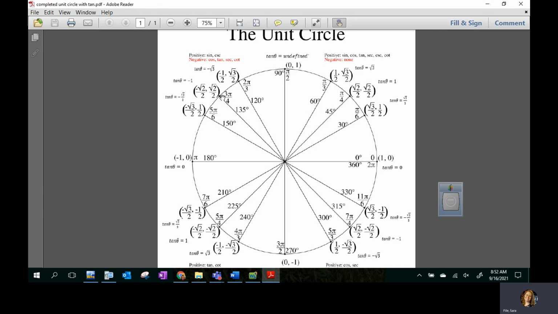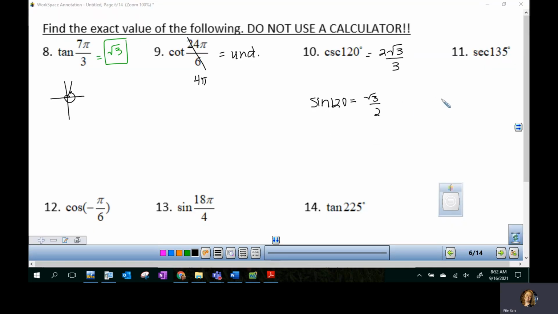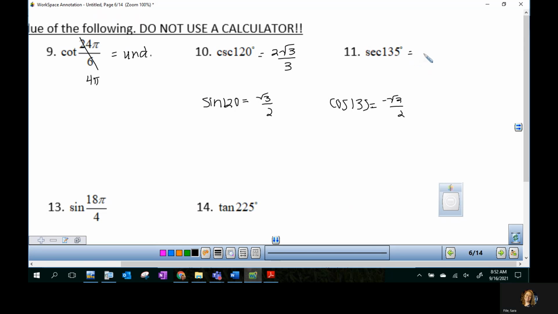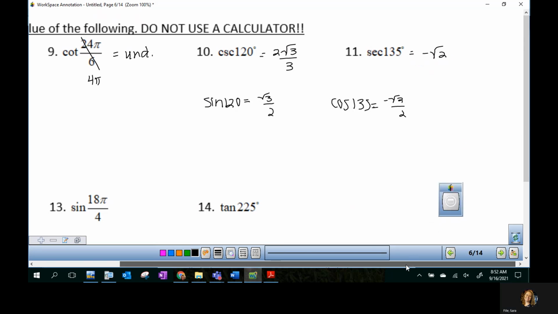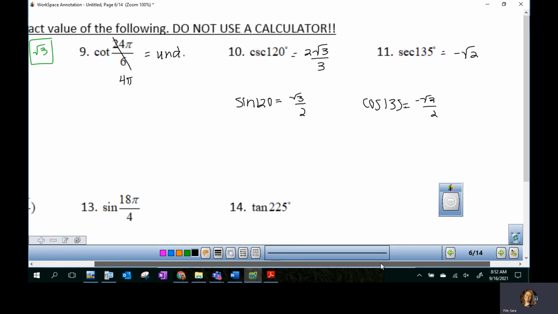135, here we are. Secant is the reciprocal of cosine. Good. Cosine is the x or the y? The x. Okay, so it's negative. Cosine is negative here. You can write that down if you need to. Cosine at 135 is negative root 2 over 2. So what's the reciprocal of that? Just negative root 2. Okay.